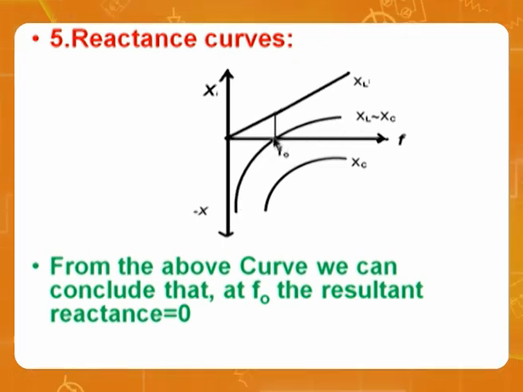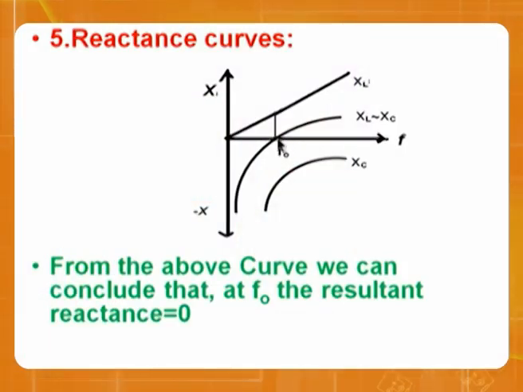At one point, it becomes 0. That 0 is called resonant frequency. Resonant frequency means the inductive reactance and capacitive reactance, the total j term, is 0. So wherever you get the frequency at this point, that is called resonant frequency. So reactance curves can also help us to know what is happening with the reactance.